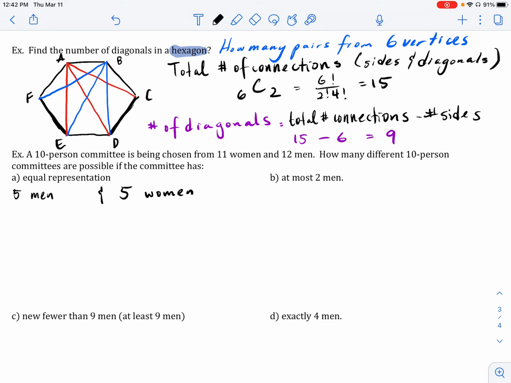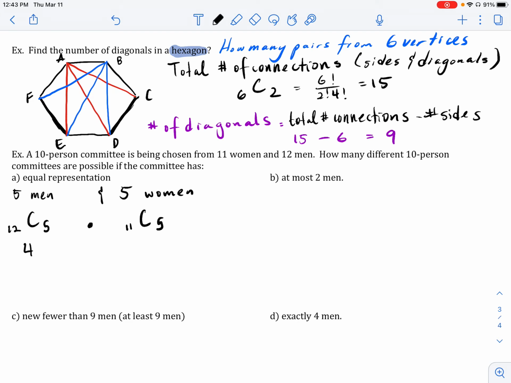All right. Well, what would this look like? So first off, let's calculate the number of different ways we can choose 5 men from the 12 that are available. This would look like 12 choose 5. Now let's look at the number of ways we can choose 5 women from the 11 that are available. Well, that would be 11 choose 5. And just like we did with the fundamental counting principle, we want to count the number of ways we can choose 5 men from the 12 available, count the number of ways that we can choose 5 women from the 11 available, and multiply those together.